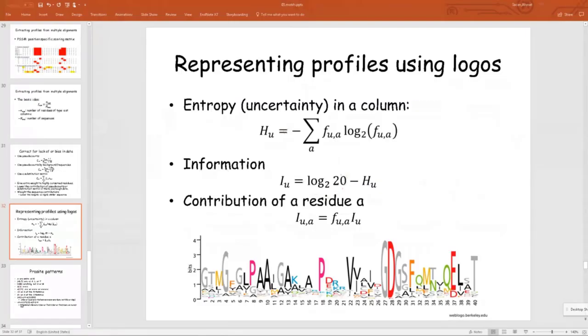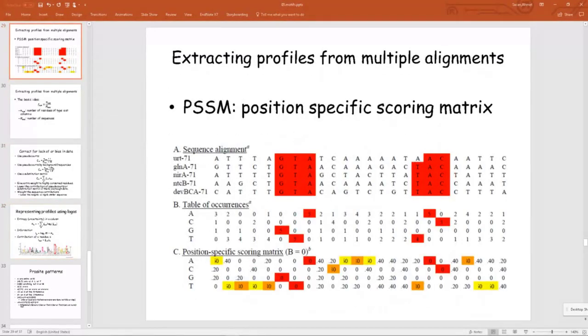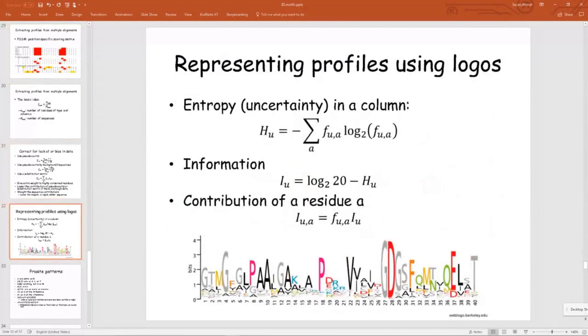Okay, so what is it? 4.3 minus the entropy. When the entropy is 0, meaning you have just one type of character in a column, the highest information is going to be 4.3. So your column may contain multiple amino acids, right? If you have just one amino acid, or one character, what you would do is show that character as the tallest. Say this D, if it is the only character in that column, its height will be 4.3. Okay. So that's 4.3.